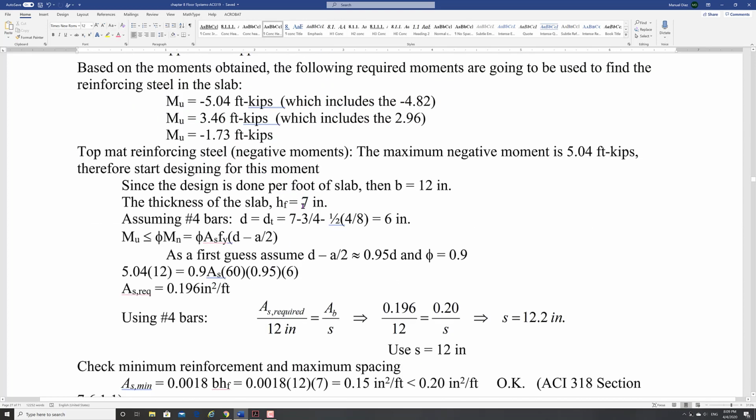My h is 7, my b is 12, of course. I'm going to assume number 4 bars. That gives me my d and d sub t value, my M sub n, and then I find my area of steel.